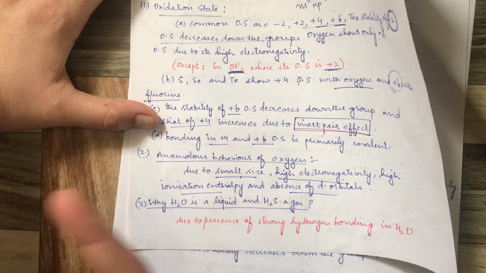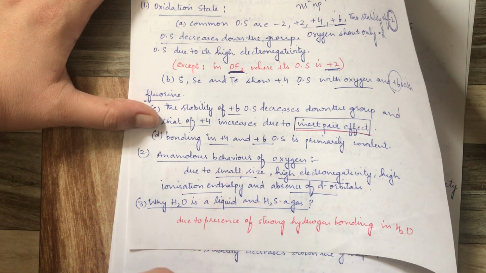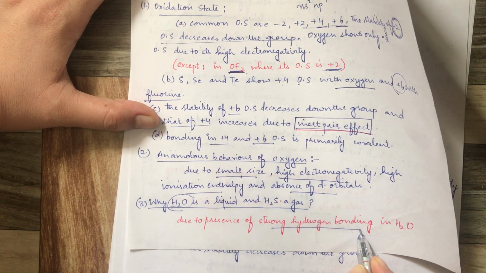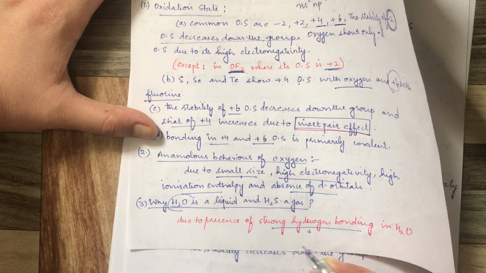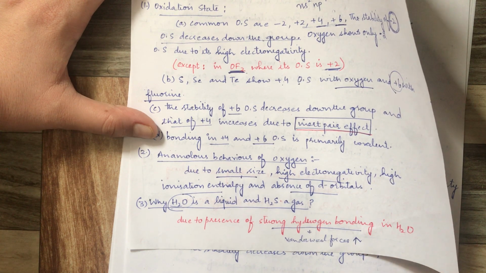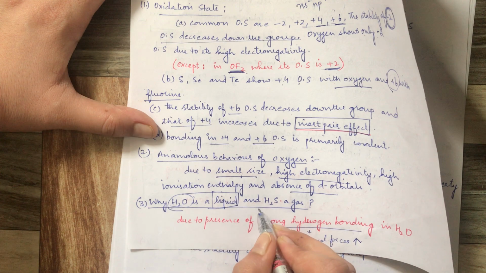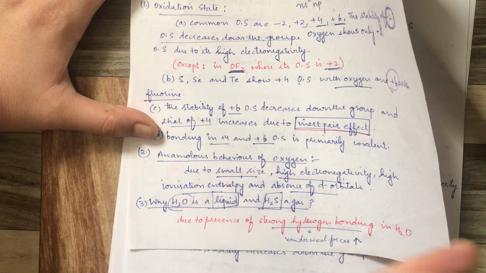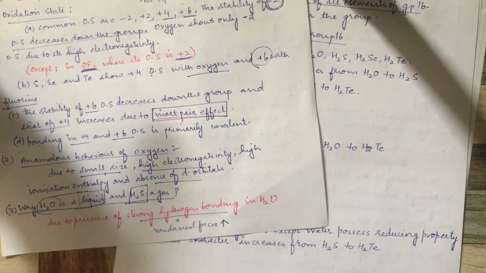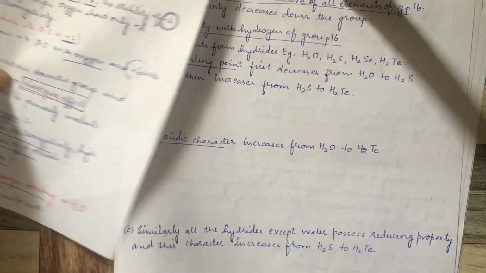Why is H2O a liquid? Water is a liquid and H2S is a gas. That's a very important and common thing: in H2O there is the presence of strong intermolecular hydrogen bonding. So when there is strong intermolecular hydrogen bonding, what happens? The van der Waals forces increase. If the van der Waals forces increase, obviously it will exist as a liquid, whereas there is no hydrogen bonding in H2S, hence it is a gas, right? So this was a few chemical properties of group 16 elements.